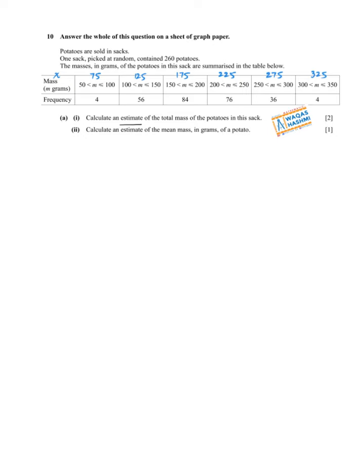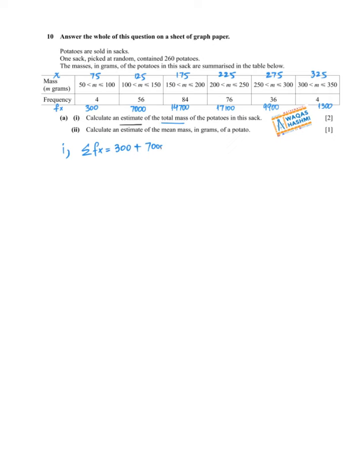After that, you need to find out the total mass, right? So you need to multiply the midpoint by the frequency to find out fx. So 75 times 4, it will be 300. Similarly, you need to multiply 125 by 56. So I have found all the values by multiplying these two numbers, right? That is fx. For the first part, since it says the total mass only, I need to find out the summation of fx. That means we need to add all the values.